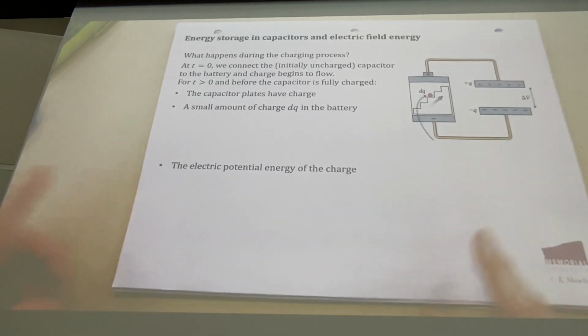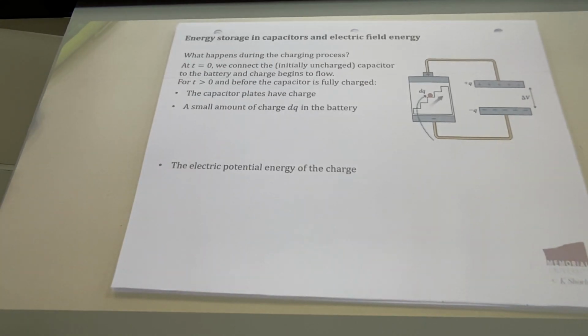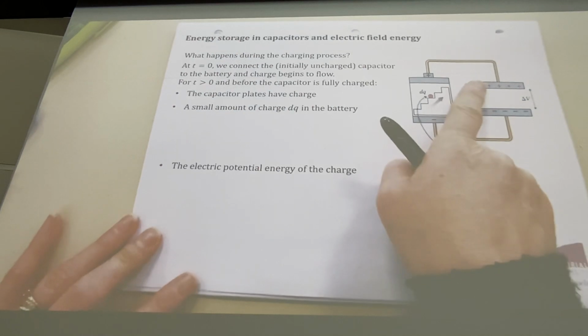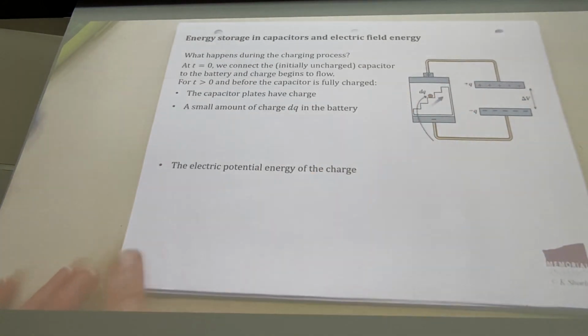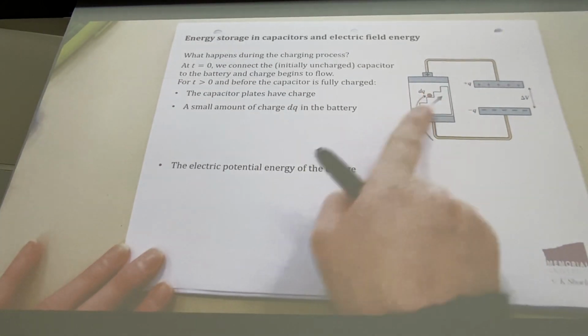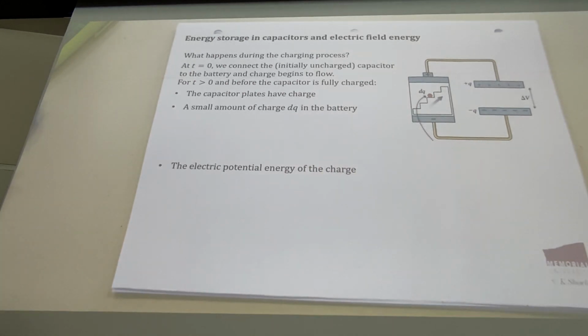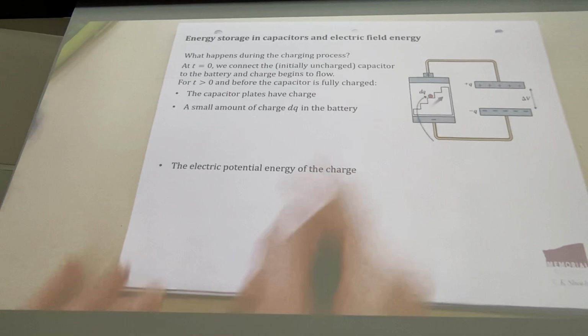So let's think about what's happening in our process. If we put an empty capacitor, hook it up to a battery, there's going to be a chemical reaction inside the battery. The chemical reaction is going to do work on each little bit of charge. It's going to start to move the charge. And because we're doing work on it, it gains potential energy. So that's kind of where we're going with this process. That's where the energy comes from initially. It's from the chemical reaction inside the battery.